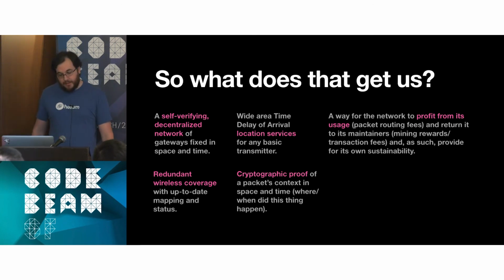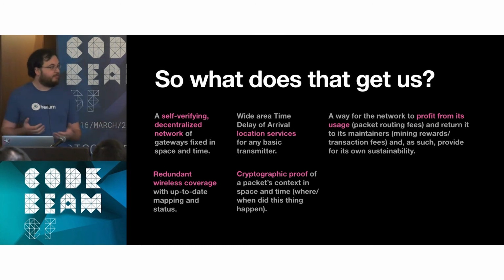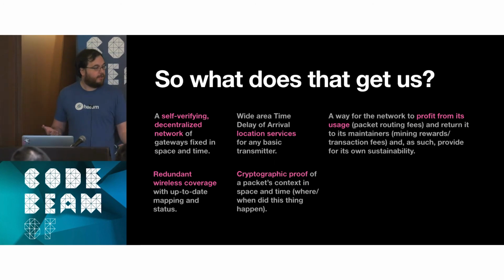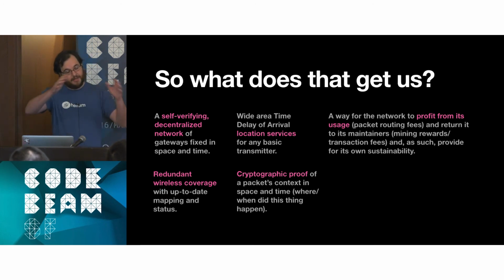It also gives us redundant wireless coverage because for this thing to work, you actually have to have gateways see each other. It gives us a cryptographic proof of space and time. One of the things I skipped over is that our gateway actually uses a software-defined radio, which means that unlike a regular radio that gives us a very loose timestamp of when it saw a packet, we can, within 5 nanoseconds, pretty much say when we saw the packet. And if you have enough copies of the packet from enough gateways, you can do a time delay of arrival solution and solve for location of a transmitter without any special hardware on the transmitter.